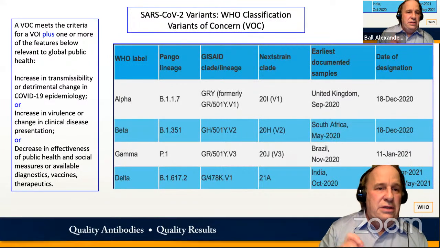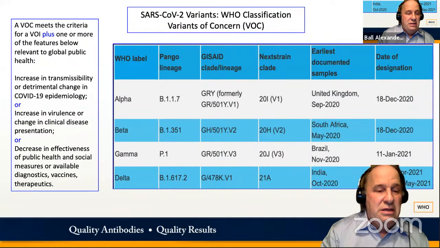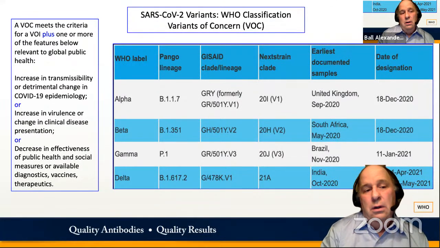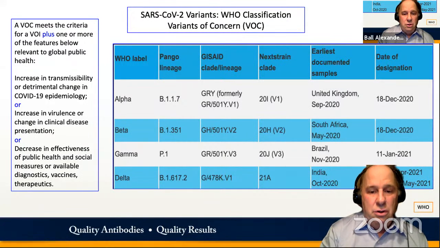So a VOC meets the criteria for a VOI, plus one or more of the features below relevant to global public health, which is an increase in transmissibility or detrimental change in COVID-19 epidemiology, or an increase in virulence or change in clinical disease presentation, or a decrease in effectiveness of public health and social measures, or available diagnostics, vaccines, or therapeutics. So it may thwart either treatments or a vaccine or post-convalescent serum response. So let's look at these individually, these 4 variants of concern.